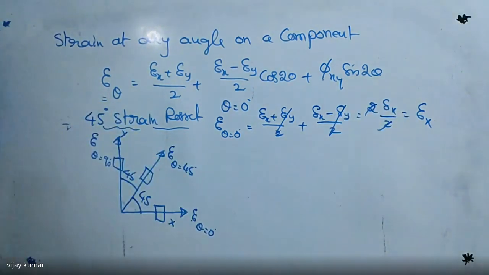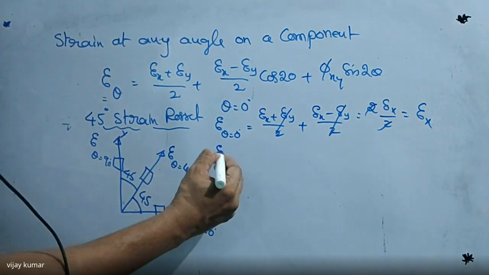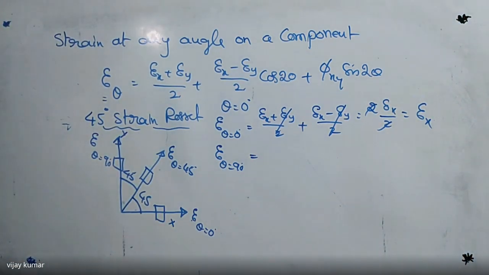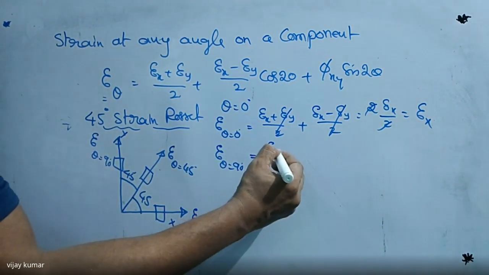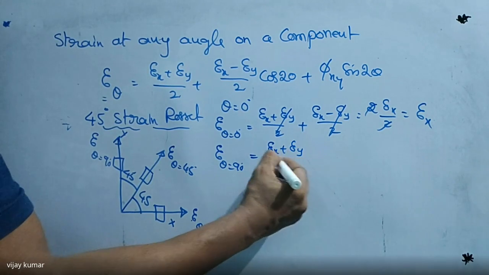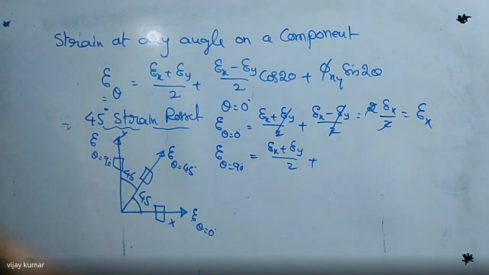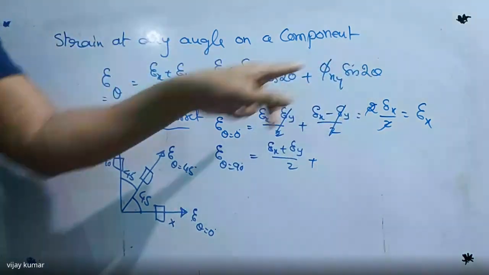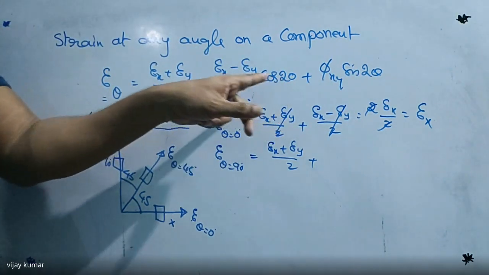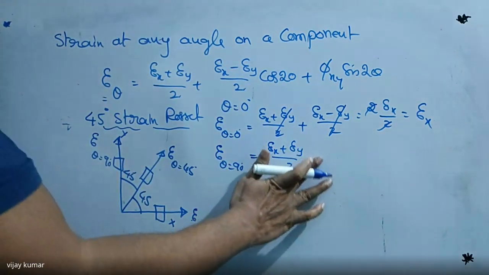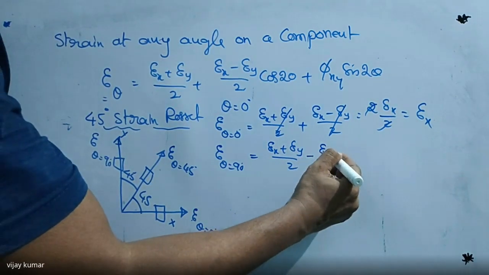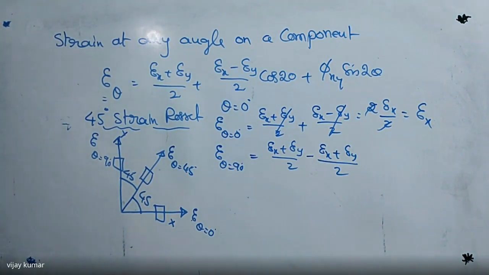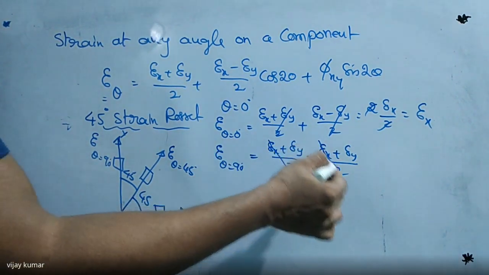I got that value. Now I want to find when theta is equal to 90 degrees, how much value we get now? So I'm writing here epsilon x plus epsilon y divided by 2 plus, here 2 into 90 is 180, cos 180 is minus 1. So we are getting minus epsilon x minus epsilon y divided by 2. Or you got my point? So epsilon x, both are cancelled.